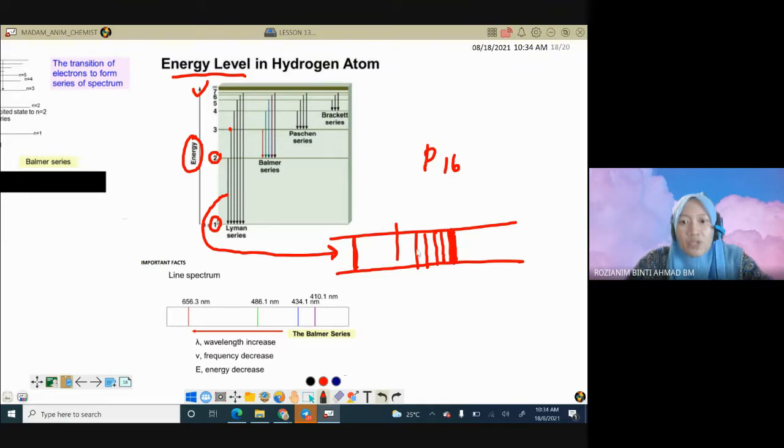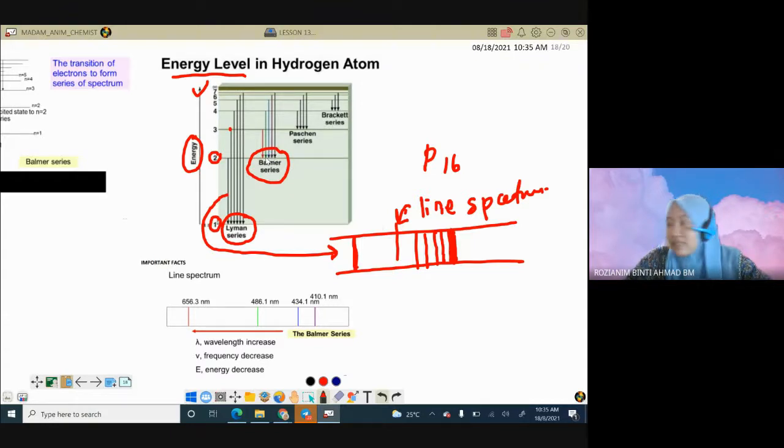Okay, so this diagram we can label as a line spectrum graph. This is the graph of electron transition. If you look here, all of them fall to n equal to 1. So Lyman is produced. If it falls to n equal to 2, Balmer is produced. Paschen is n equal to 3, and so on. Only the Balmer series produces the colored lines of the spectrum.